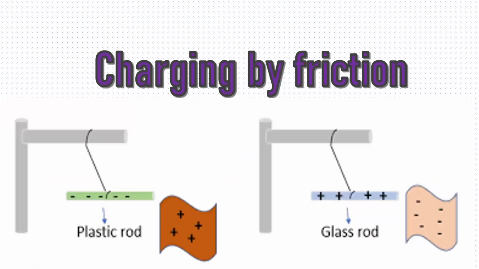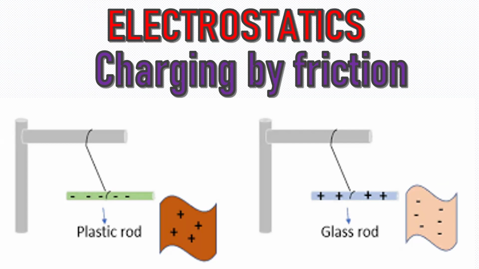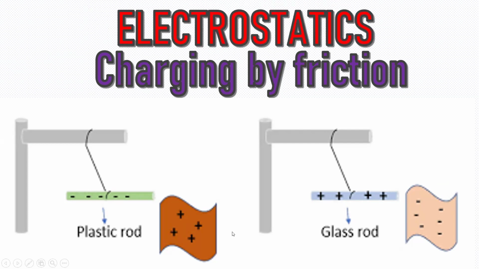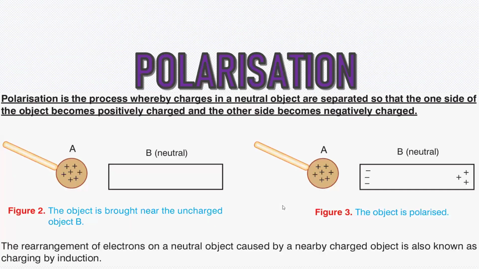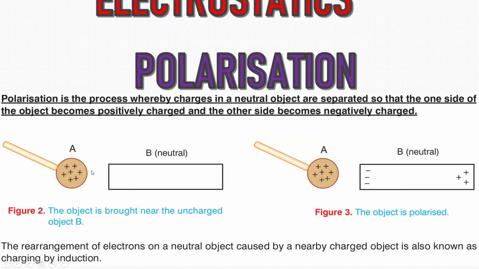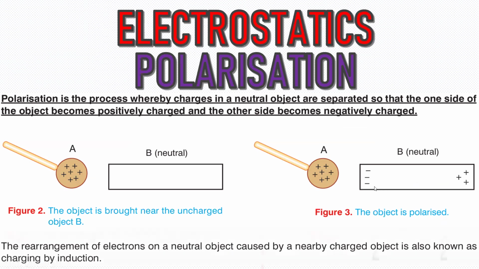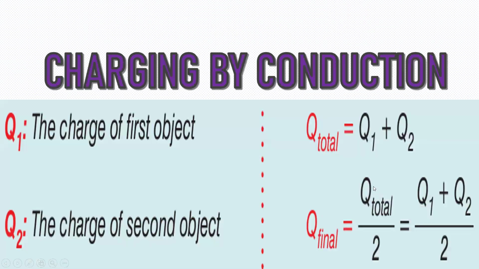And charging by friction: the plastic rod collects all electrons. The glass rod doesn't like electrons and gives electrons. Direction of electron transfer is from cloth to plastic, and glass to cloth. And then polarization, charging just without touching, let's say a charged object and a neutral object coming closer and attracting electrons inside. Charging by conduction, they touch and separate to get new charge. We are adding and dividing by 2.